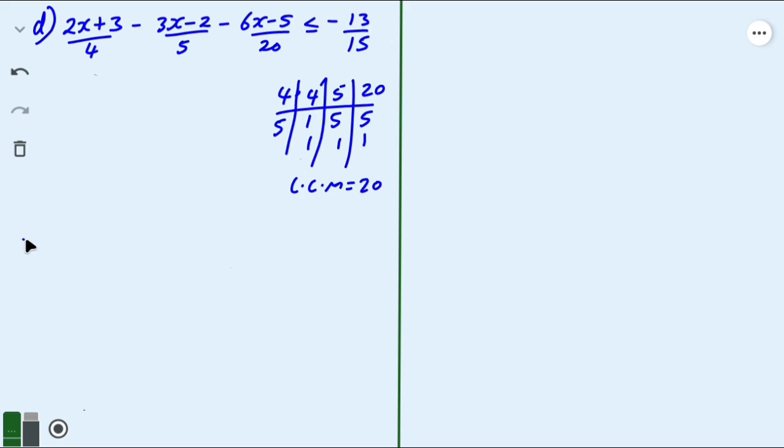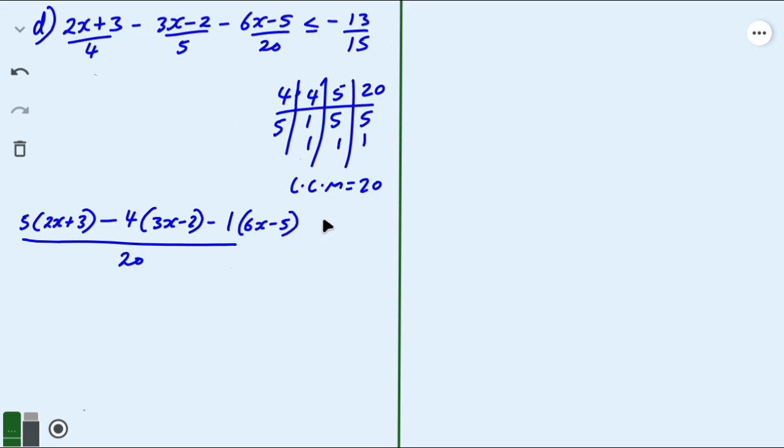Now that we have figured out the LCM of these fractions given at the left hand side of this inequality, you say 4 in 20 is 5. You multiply this expression by 5. 5 in 5 is 4. You multiply the next expression by 4. 20 in 20 is 1. Multiply this by 1. Then less than or equals to minus 13 over 15.